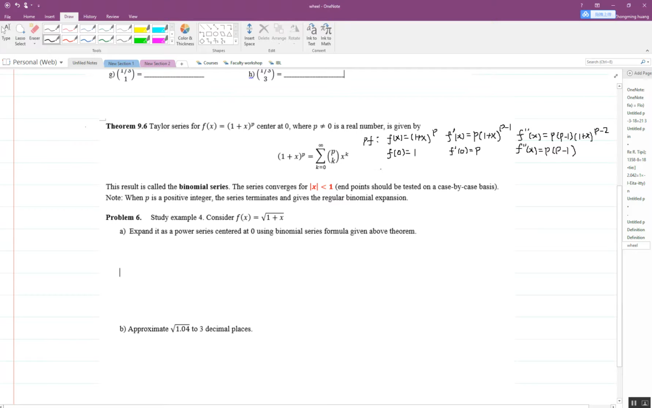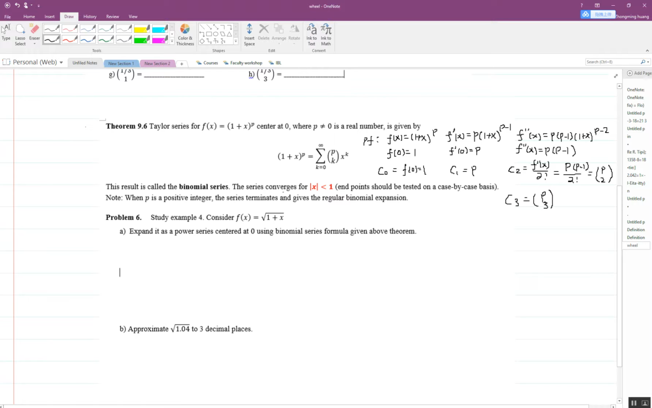Now if you look at your coefficients, C0 is f of 0, which is just 1. And C1 is f prime of 0, which is p. And C2 will be f double prime of 0 over 2 factorial, which is p times p minus 1 over 2 factorial, which is exactly p choose 2. Similarly, C3 will be p choose 3. I'm going to skip the detail, but you can do the algebra and verify they are the same. And C4 is p choose 4.